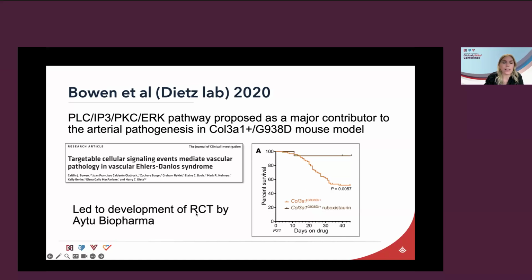And so that led to a randomized controlled trial by A2 Biopharma for a similar medicine called enzastaurin to prevent it. And that was about to start a few years ago. It modifies this PKC pathway. But unfortunately, that company ran out of money, and that trial has been paused. Now, as part of that paper, they looked at lots of the normal meds we give in VEDS, like the normal blood pressure meds, as kind of a comparison.